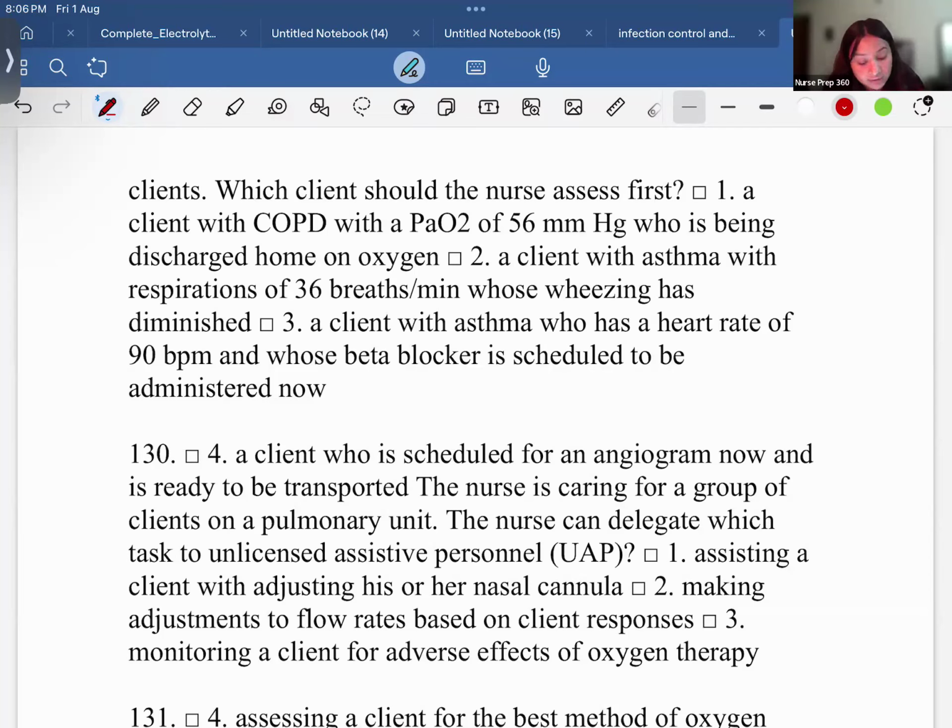Option 1: COPD, oxygen 56. Yes, it's bad. But the oxygen is going down, I am giving oxygen, there's a problem, I am giving the solution. And the third thing is the patient is being discharged. It means my patient is stable. Stable patients are the patients who get discharged. Oxygen is going down, but I am giving oxygen. I am giving the solution. This patient is fine.